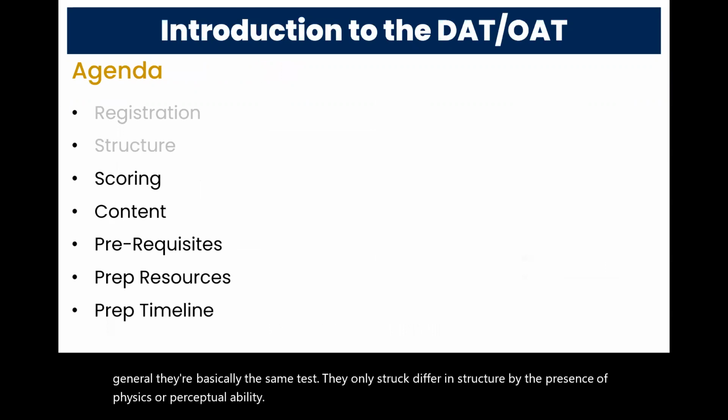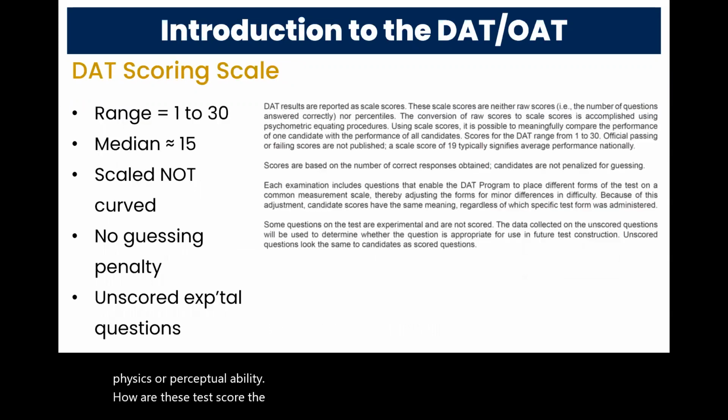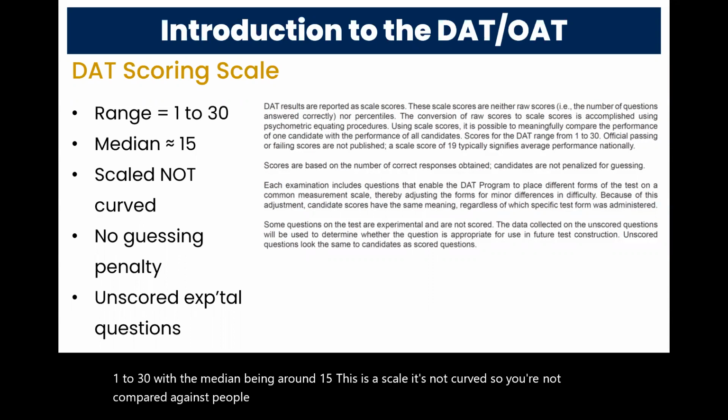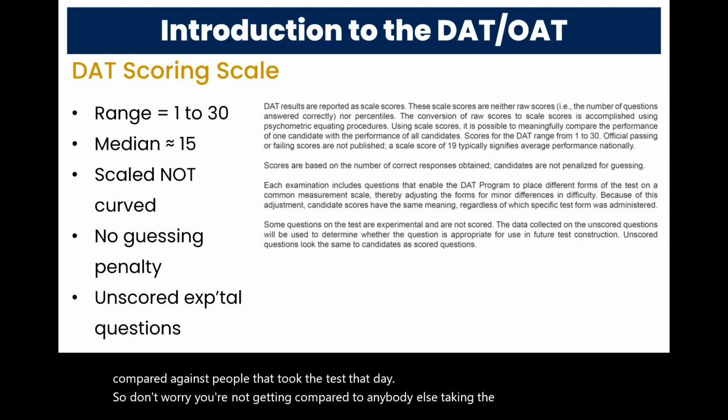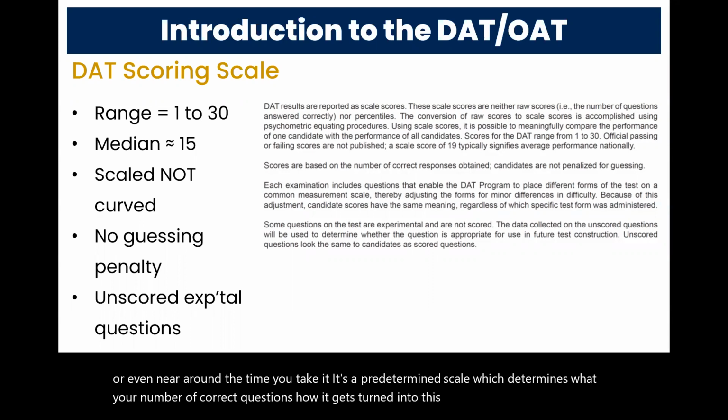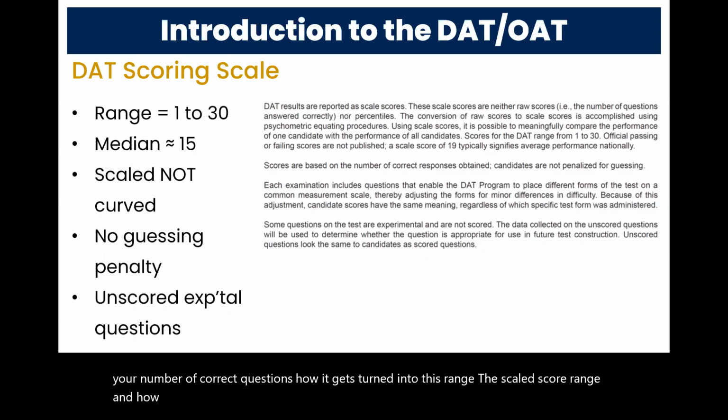How are these tests scored? The scores are actually pretty different. DAT scores on a scale of 1 to 30, with the median being around 15. This is a scale, it's not curved. So you're not compared against people that took the test that day. So don't worry, you're not being compared to anybody else taking the test when you take it or even near the time you take it. It's a predetermined scale, which determines how your number of correct questions gets turned into the scaled score range, and how that gets turned into a percentile.